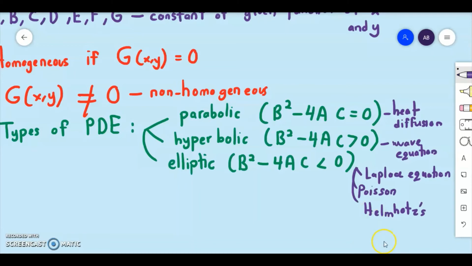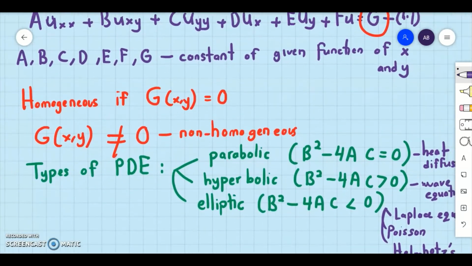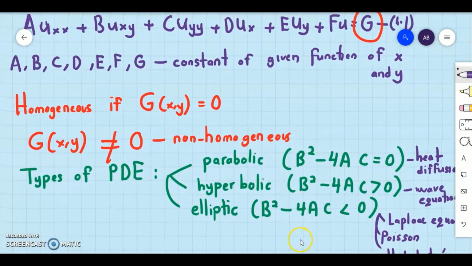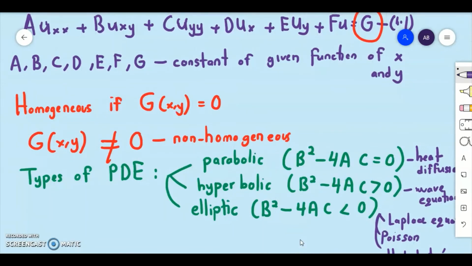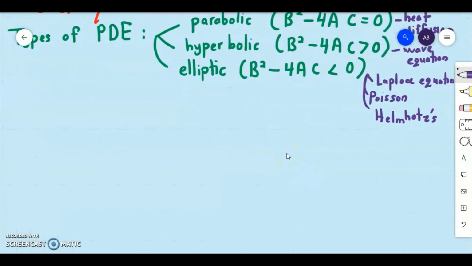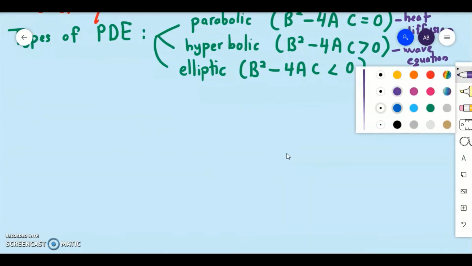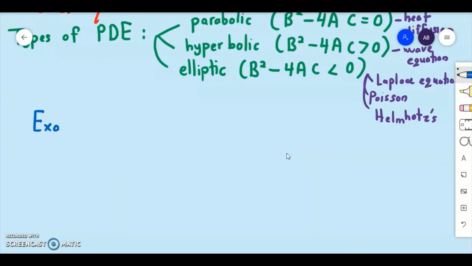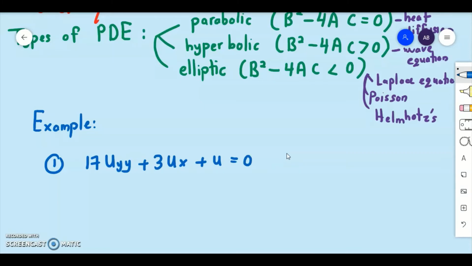Now, how do you determine this type? Based on the standard equation just now. Okay, so look at this b, a, c, referring to this standard form. You need to arrange your given PDE in this form, and then you can determine. So let me give you one example here. Example: if I have an equation given as 17 u_yy plus 3 u_x plus u equals 0.